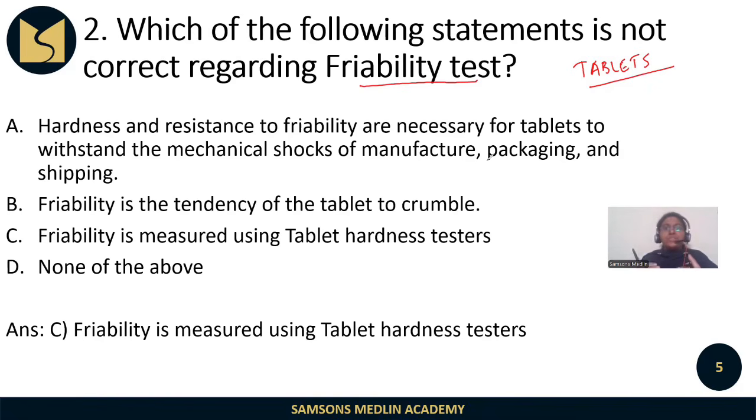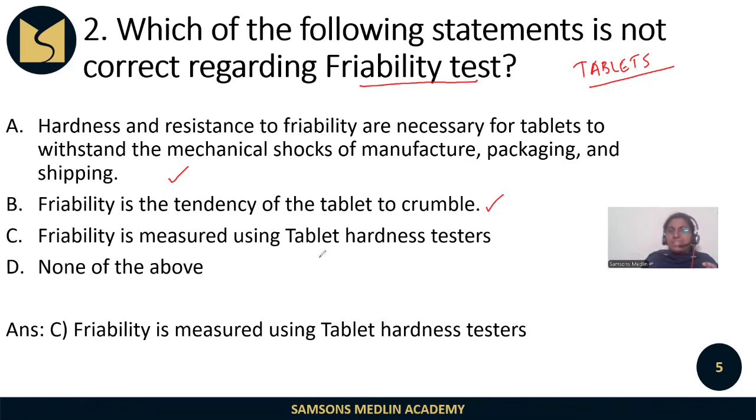So in all these situations, it can undergo different types of mechanical shocks or physical shocks. So there is a chance that if the tablet is not hard enough, it can undergo friability. So definitely the first statement is correct. Next, friability is the tendency of the tablet to crumple. Okay, that statement is also correct.